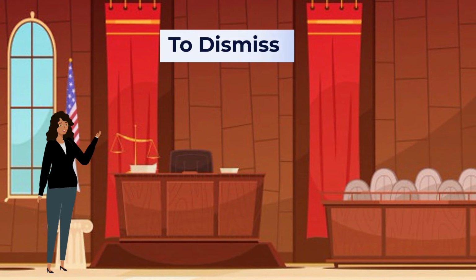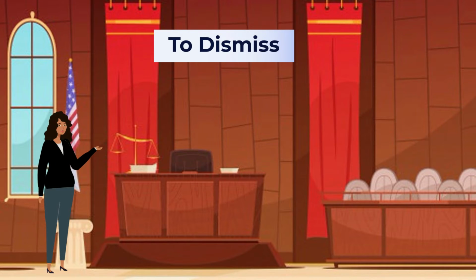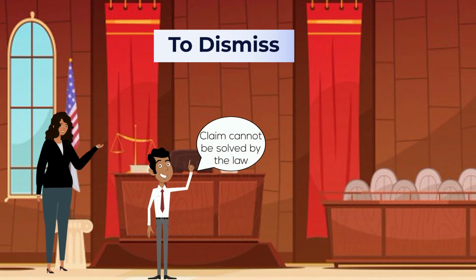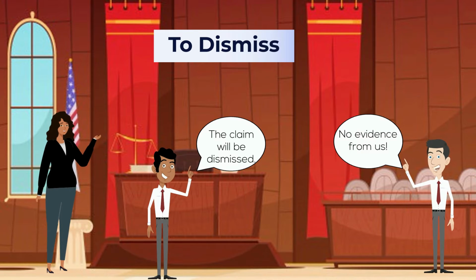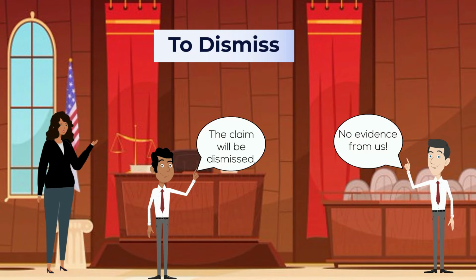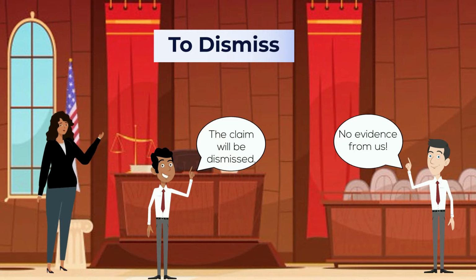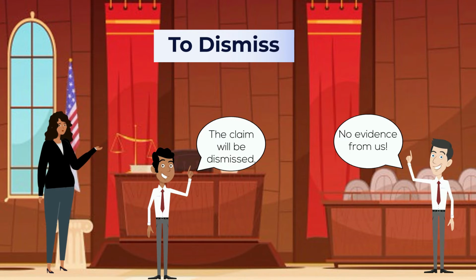1. To dismiss. A motion to dismiss asks the court to decide that a claim cannot be solved by the law. If granted, the claim would be dismissed without any necessary evidence from the opposition. In some cases, generally criminal cases, a motion to dismiss can be used to sever charges.